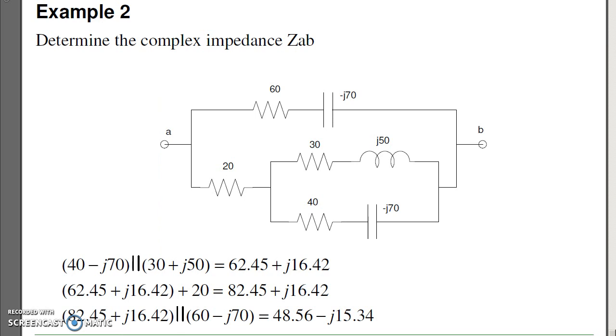Second example. Here's a circuit. Find the impedance between A and B. Again, we're using complex numbers. These are in series, that's 40 minus j70. These are in series, 30 plus j50. These are in parallel, series, parallel.